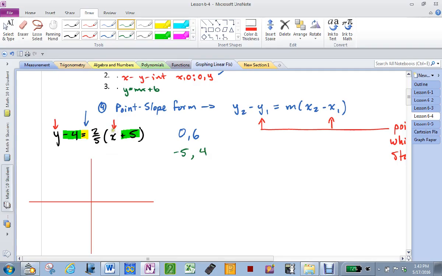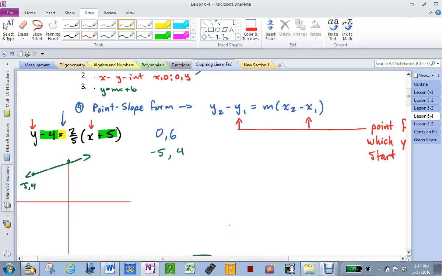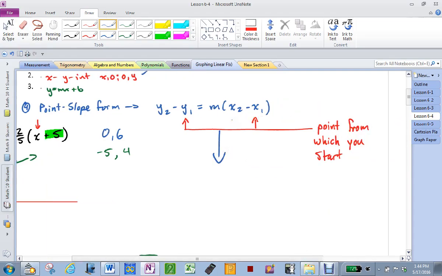what do these guys tell us? Where did I get negative 5 and 4? I just reversed the sign. Does everyone see that? So, to graph this, I would go to negative 5, 4. Everyone agree? Then where would I go? Because I can't graph unless I have 2 points. Where do I go now? I've got a point to start from, just like in slope-intercept. What's this? Slope. So where do I go? Up 2 over 5, right? So up 2 over 5 takes me right to the point Peter had, 0, 6, and then I can draw my line. Is everybody cool?